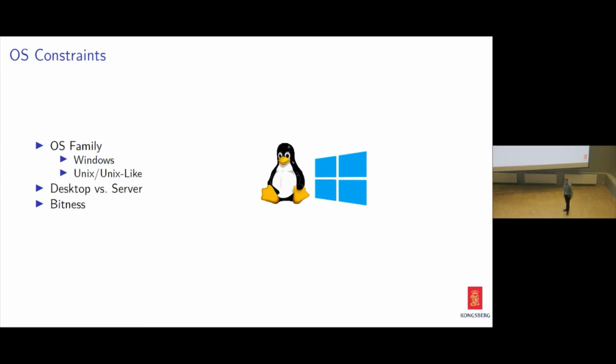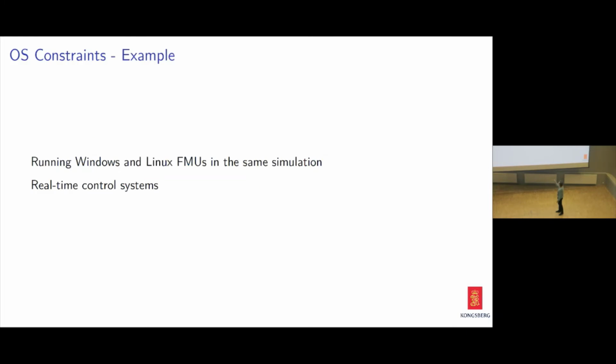Bitness comes into play. You can compile FMUs for 32-bit and 64-bit systems. You can usually run 32-bit on 64-bit systems, but it's not that easy to do the opposite. Typical examples of OS constraints is running a simulation where you have both Windows and Linux FMUs. How do you do that if you only have Windows or only have Linux? Maybe you have to run them together inside a real-time control system that uses a very specific platform that causes issues.